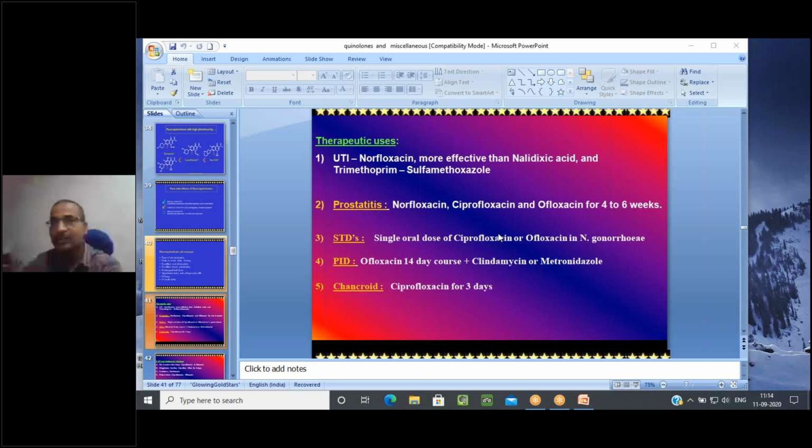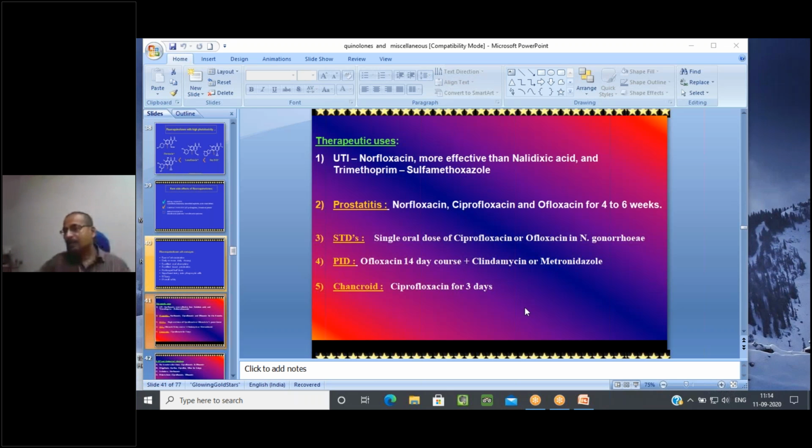Among sulfonamides, trimethoprim-sulfamethoxazole in combination acts at two-step level. So in the sulfonamide group of drugs, that is a sequential block.